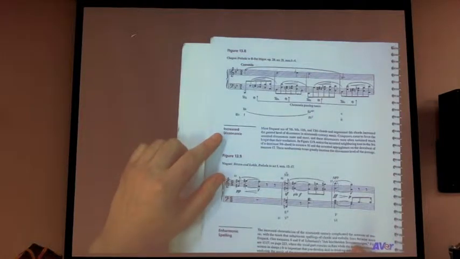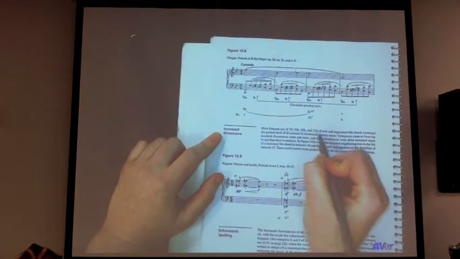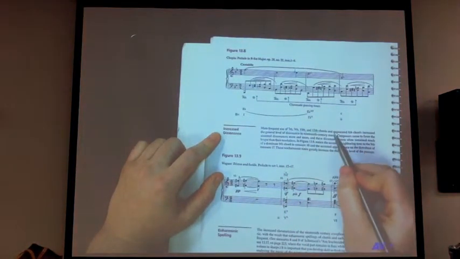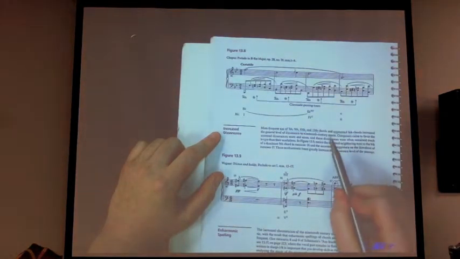We also see increased dissonance. So you're going to see frequent use of 7ths, 9ths, 11ths, and 13ths. You're going to see frequent use of augmented 6th chords and an increased general level of dissonance in the early 19th century music.